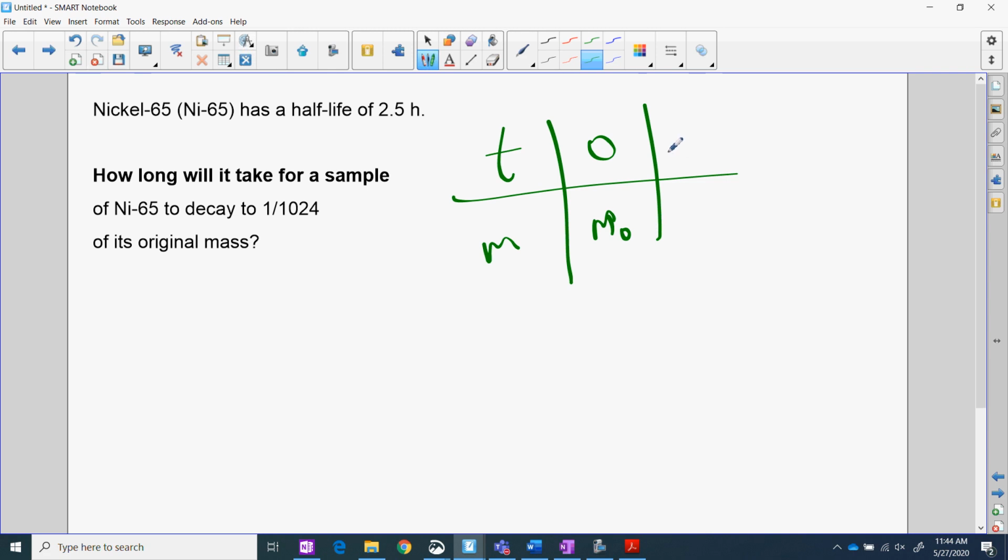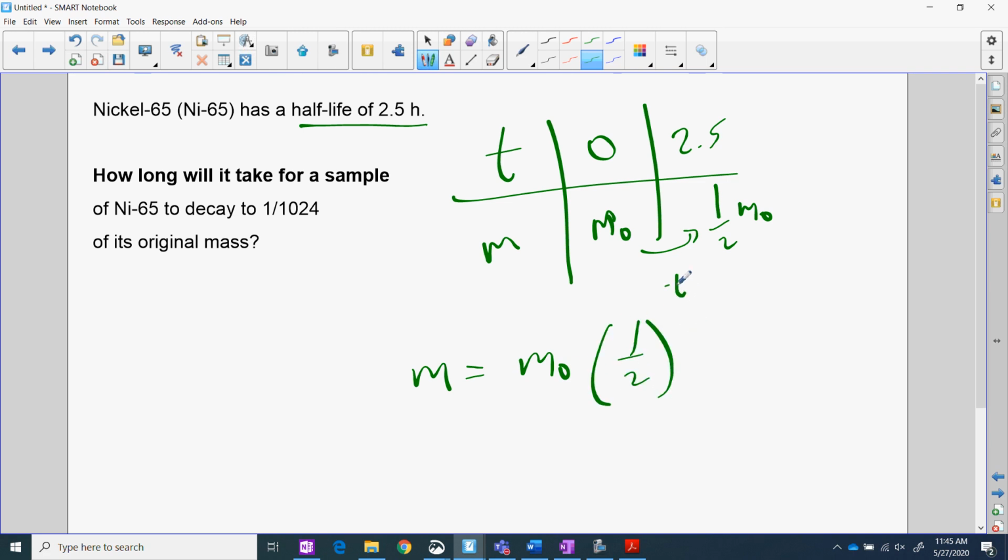I do know that the half-life, so in 2.5 hours, I will have half of what I started with. So how do you know that? Because it says the half-life is 2.5 hours. So when you go to build your function, you're going to go mass equals the original mass. Some people like to put an A there or an X or whatever. I like using that symbol. So original mass, half-life, to the exponent t over 2.5.